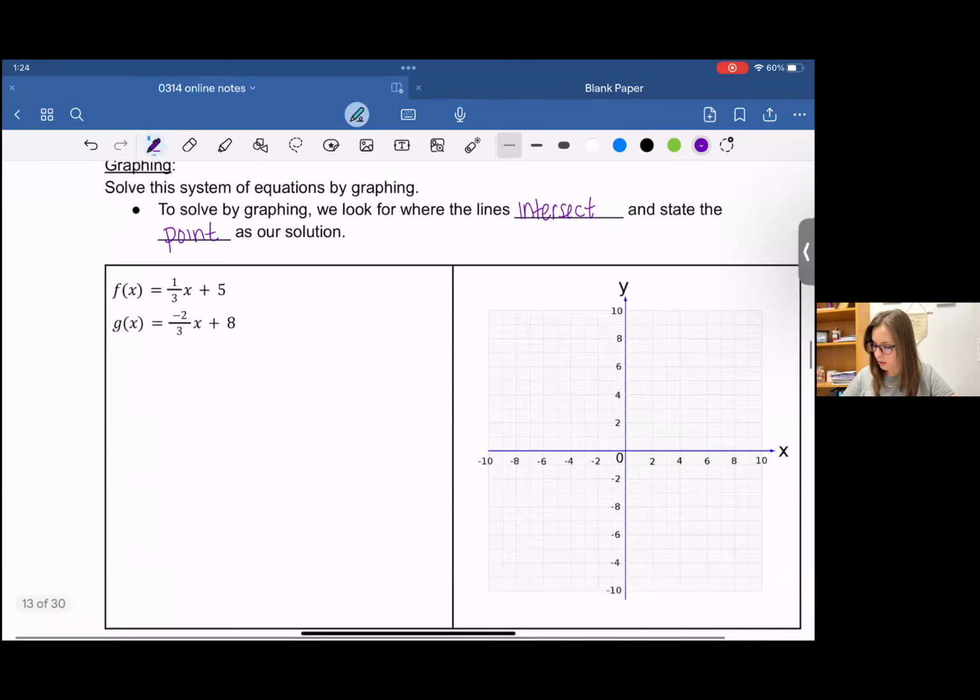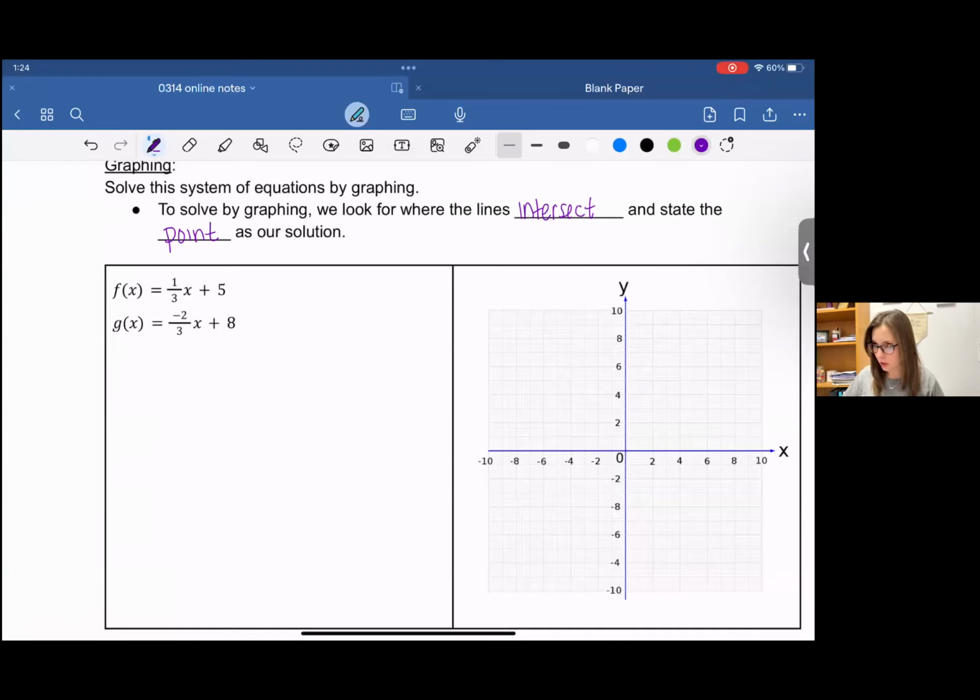So we have 2 lines here, f of x and g of x. We have 1/3 x plus 5 and negative 2/3 x plus 8. So we're just going to graph each one. And if you're graphing by hand, you want to make sure and use a ruler, or you can flip your paper up and use it as a straight edge. That works pretty good, but you want to make sure that it is as straight as possible so that you get the correct point where they intersect.